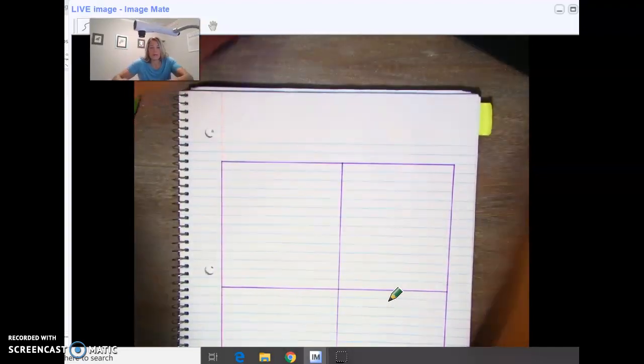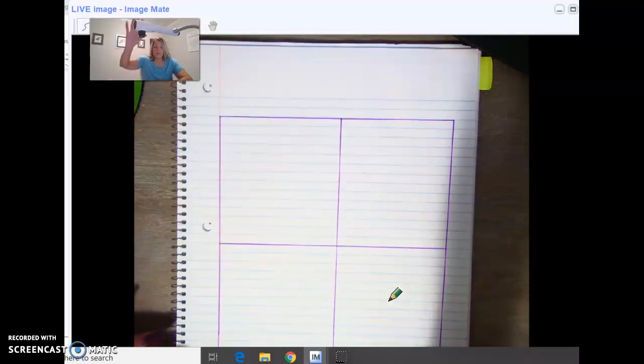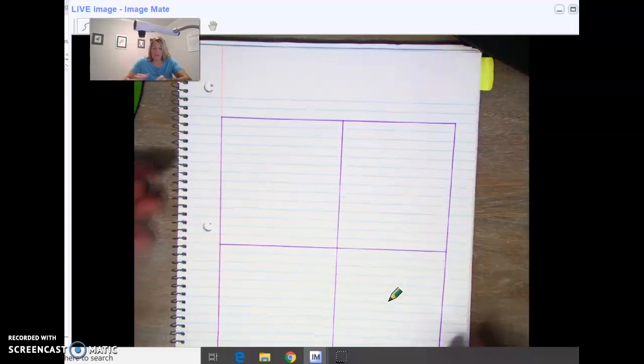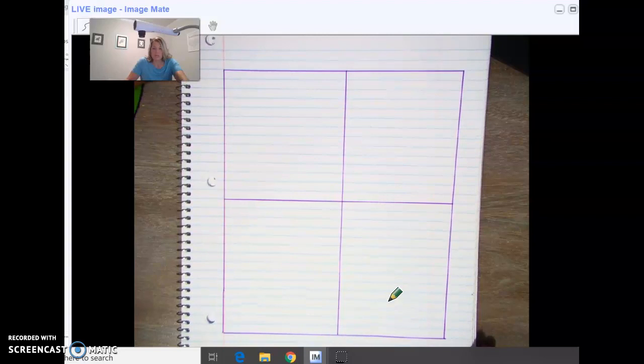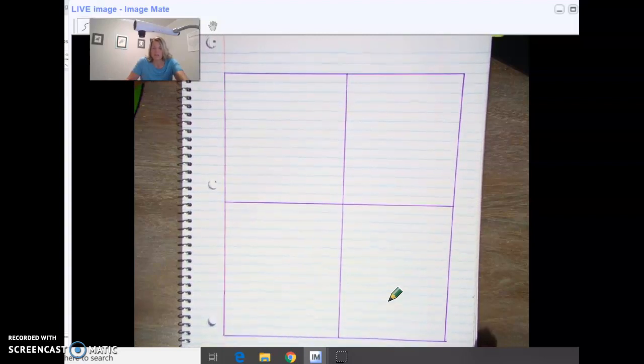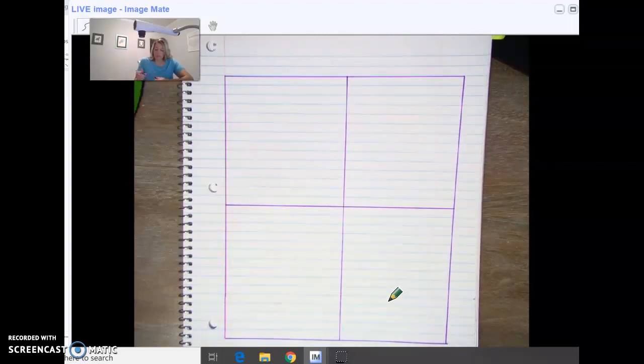I have created a Foursquare. This is one of Ms. Corbin's and this is our favorite writing organizer, because it can be used for several different kinds of writing. So once you get comfortable using it, then you're able to use it really well on your own.